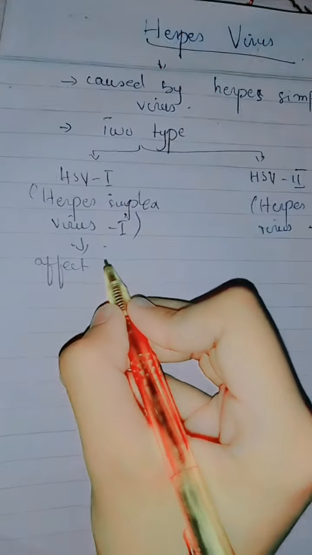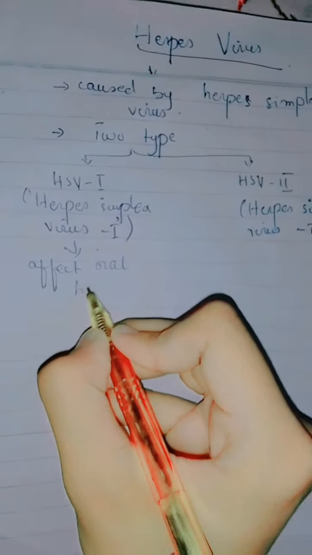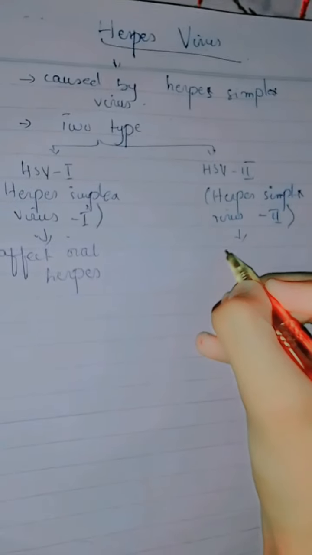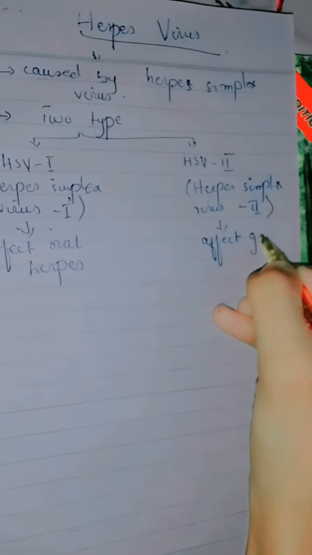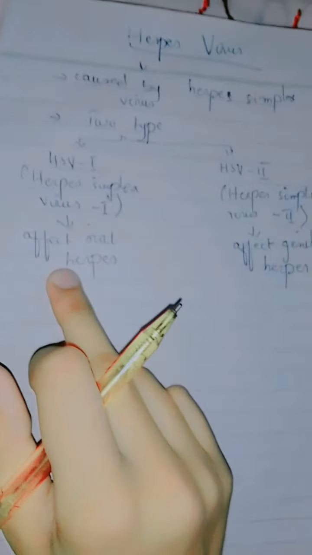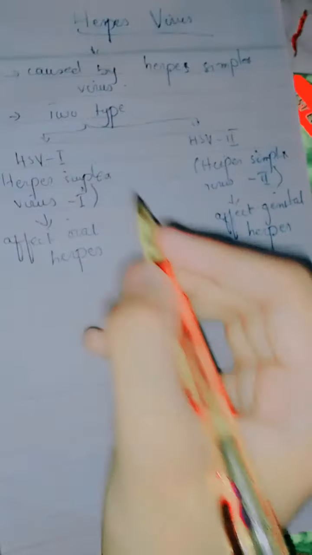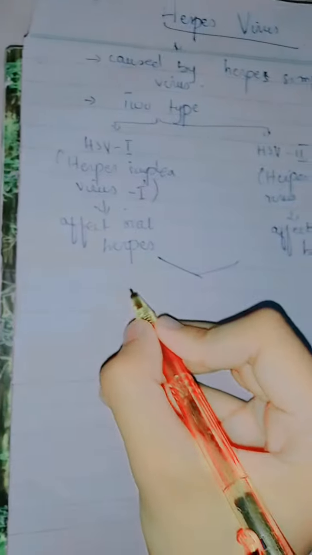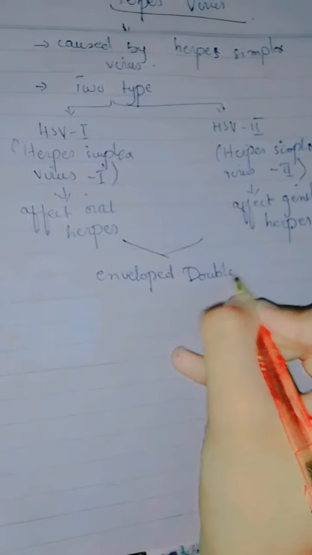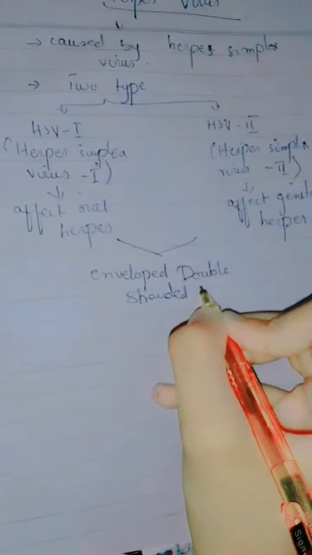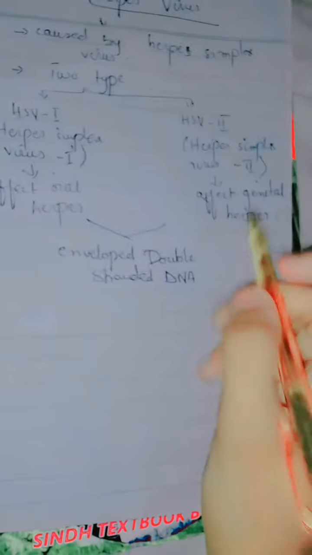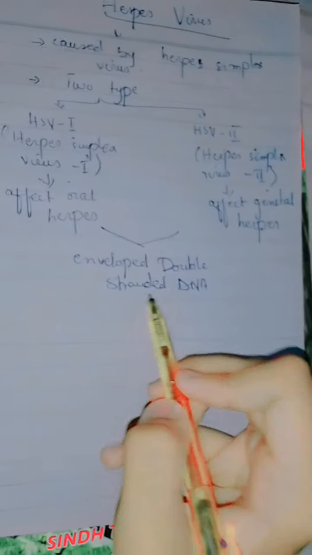HSV1 basically affects the oral area, causing oral herpes, and HSV2 basically affects the genital area, causing genital herpes. What does it mean? HSV1 affects the oral areas and HSV2 affects the genital areas, and both are enveloped double-stranded DNA viruses.